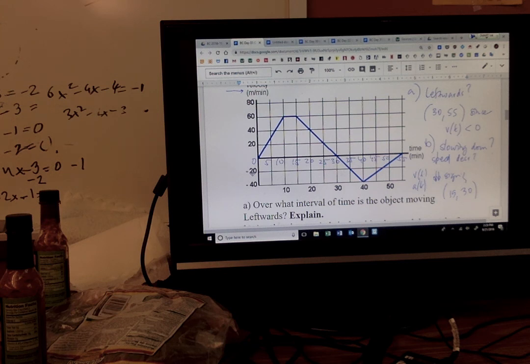Who wants to have a shot? Go on, Ms. Eunice. She says 40 to 55. Can you see velocity is negative, but acceleration slope is positive. So write down 40 to 55. Not too bad, right? If your concepts are clear, you should be okay.